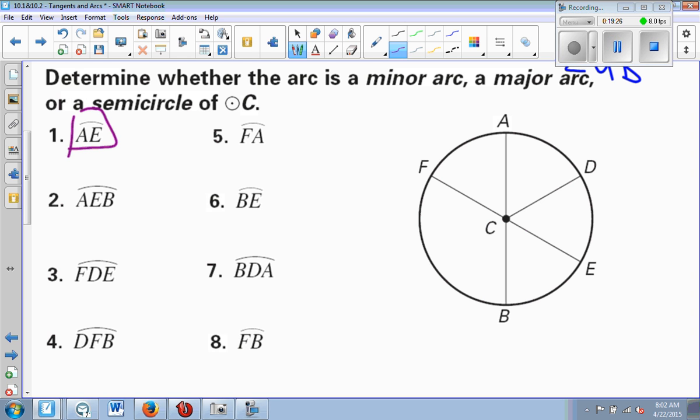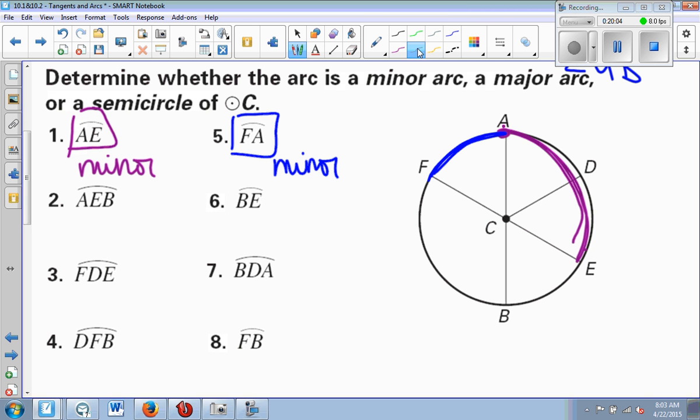AE starts at A and moves to E. So anytime an arc is named with two letters, you're going to go the shortest distance from A to E. So we would go down to the right through D because A through FB would be the longer path. So two letters is always the shorter path, so this is going to be a minor arc. FA, again, shortest distance since it's a two-letter arc, and this would also be a minor arc.